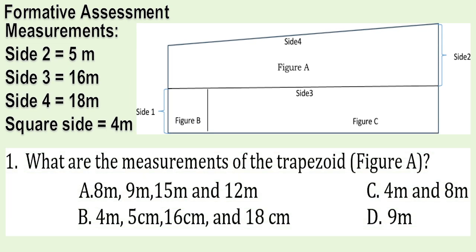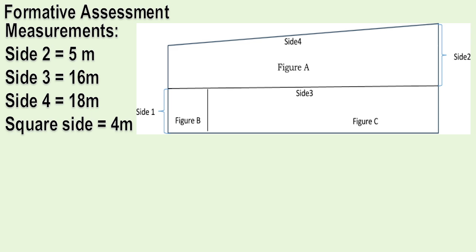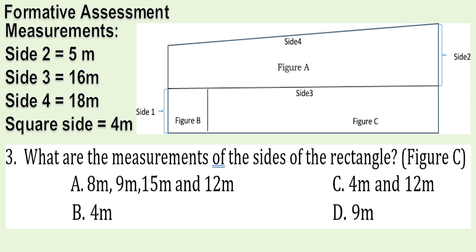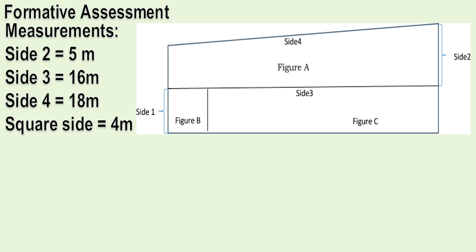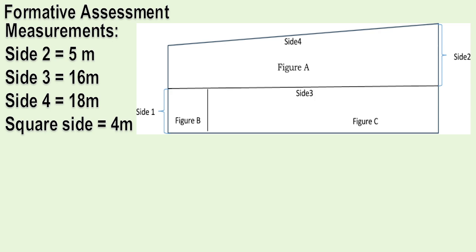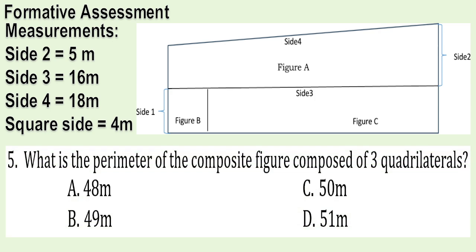Number 1. What are the measurements of the trapezoid figure A? Number 2. What are the measurements of the sides of the square? Number 3. What are the measurements of the sides of the rectangle figure C? Number 4. What is the perimeter of the rectangle in figure C? Number 5. What is the perimeter of the composite figure composed of three quadrilaterals?